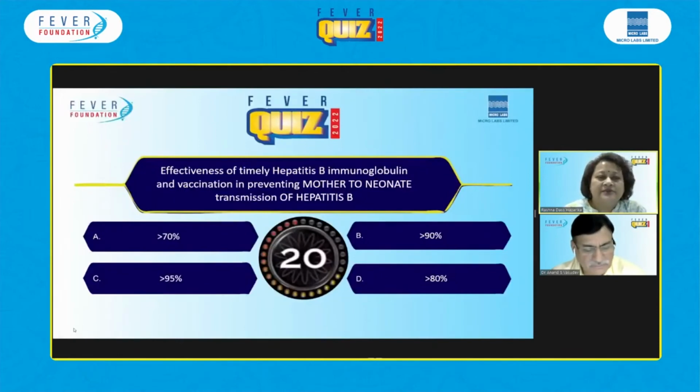Effectiveness of timely hepatitis B immunoglobulin and vaccination in preventing mother to neonate transmission of hepatitis B is more than 70%, more than 90%, more than 95%, or more than 80%. Your time starts now.